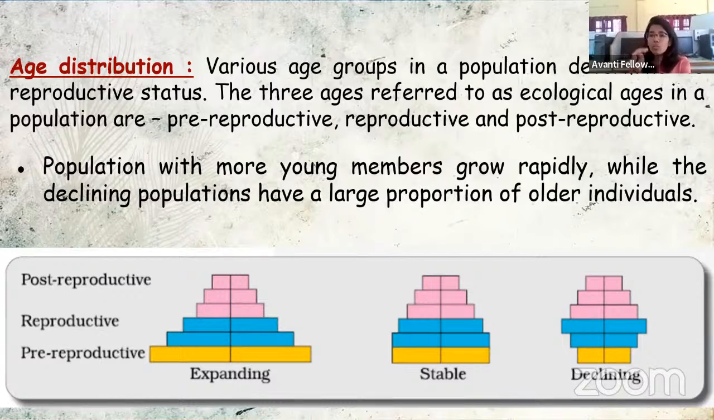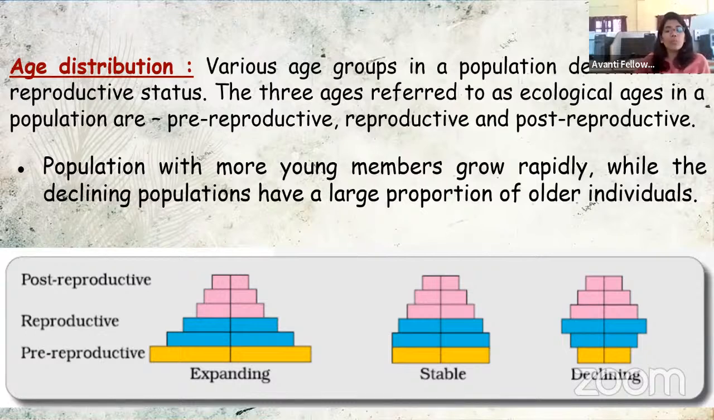And when the human attains the age of reproduction, this age is called the reproductive age. And after some years, maybe after 50 years, the human cannot reproduce. That is called the post-reproductive age. This is about a human. Exactly the same way we can see the pre-reproductive, reproductive, and post-reproductive stages in almost all organisms. So based on that, we have some pyramids.